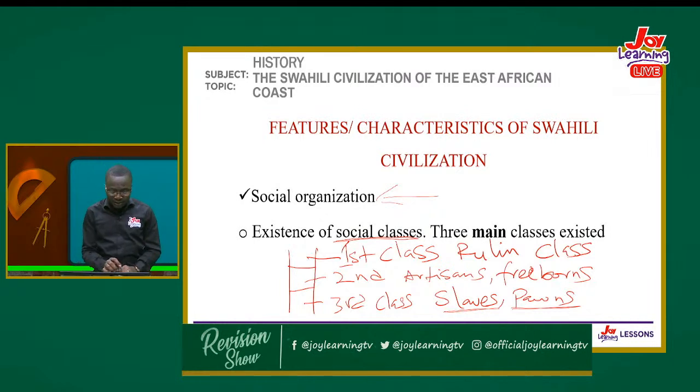So you are saying that at the bottom or the lower class, we have the slaves and the pawns. And these were the various classes that existed in the Swahili society. So always remember that there were different classes headed by the ruling class, the aristocrats, the sultans, the wealthy Muslim merchants. And then we had at the bottom of the second class, those artisans, those freeborns, those clerks, and people who played various roles to assist the ruling class. And then at the bottom were the slaves.